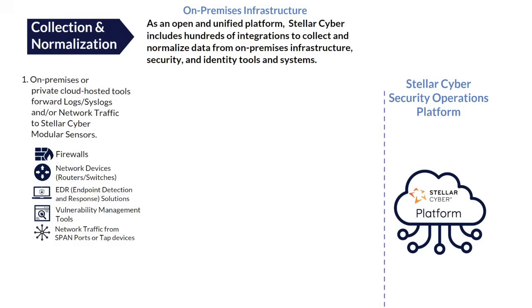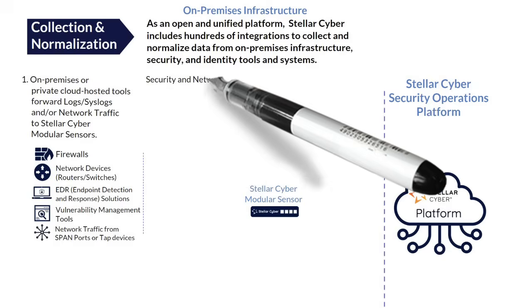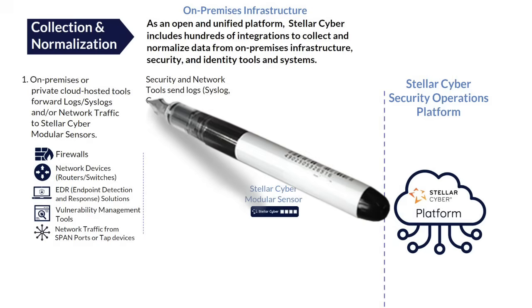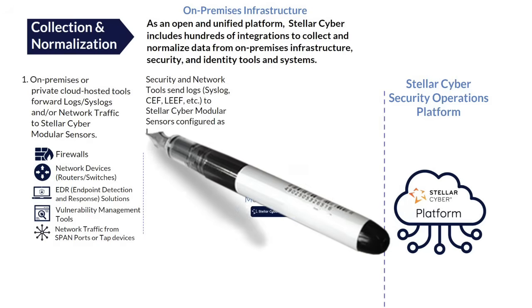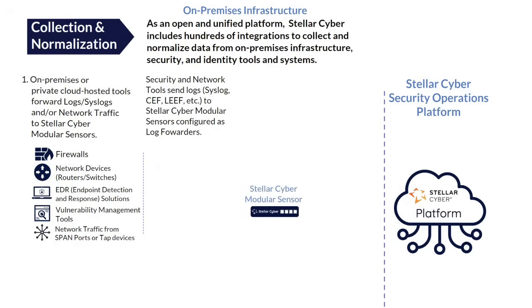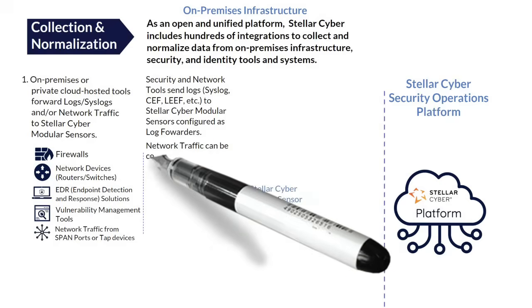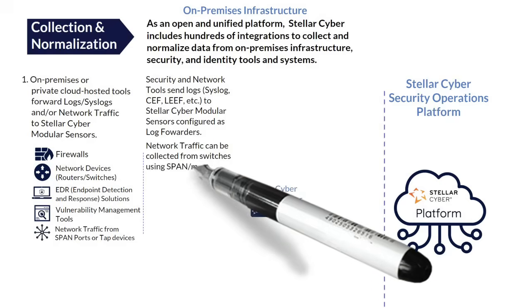A key component to the Stellar Cyber architecture are modular sensors. They are deployed within the network as virtual or hardware appliances. Security and network tools are configured to send logs to Stellar Cyber modular sensors that are log forwarders for the Stellar Cyber platform. Modular sensors can collect network traffic from switches using span or mirror ports or tap devices.